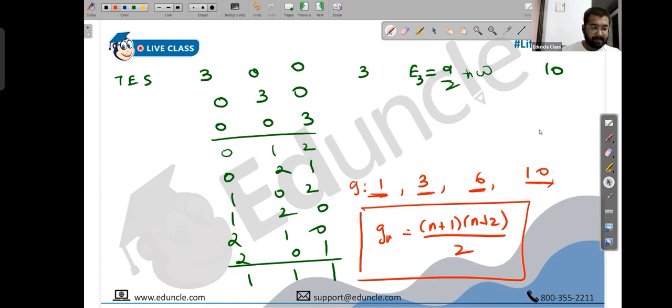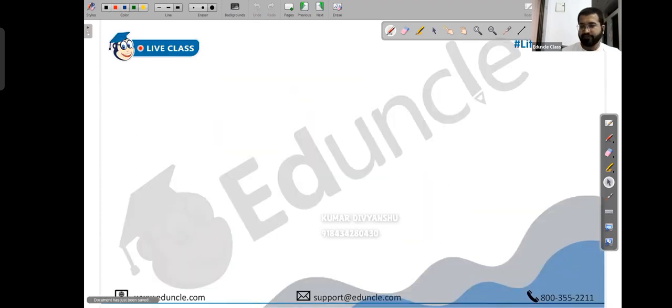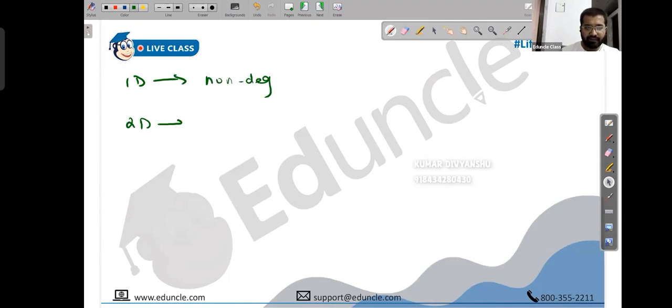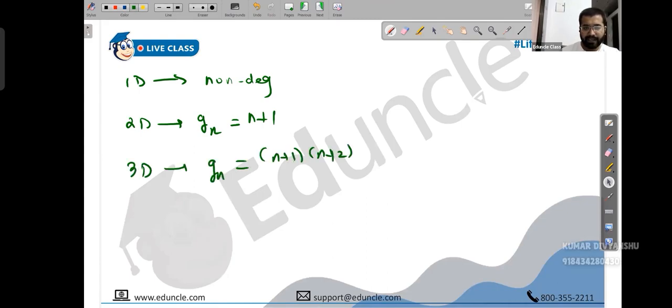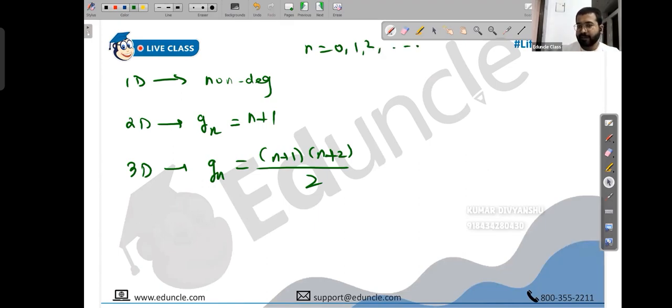Okay, before I proceed, there is an interesting formula. Somebody had come up with this on the internet, some explorer. I was just looking for something and I found this. 1D is non-degenerate, you already know. For 2D, the degeneracy is just n plus 1. For 3D, we learned the degeneracy is n plus 1 into n plus 2 by 2. Remember, n starts from 0. Don't forget that. He said, if we ever want to expand this idea to the pth harmonic oscillator, anyway, three dimension is done.